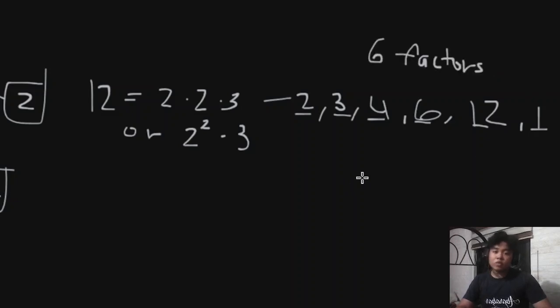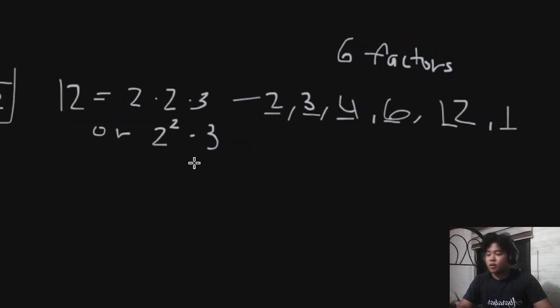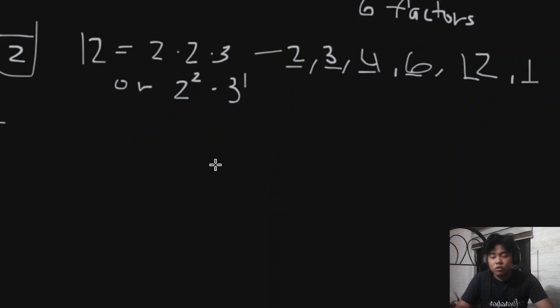But there is a much easier method of finding the factors. We do it by looking at the degree of each prime factor. As we can see here, 2 has a degree of 2, and 3 has a degree of 1. What we can do is add 1 to each degree and multiply them.